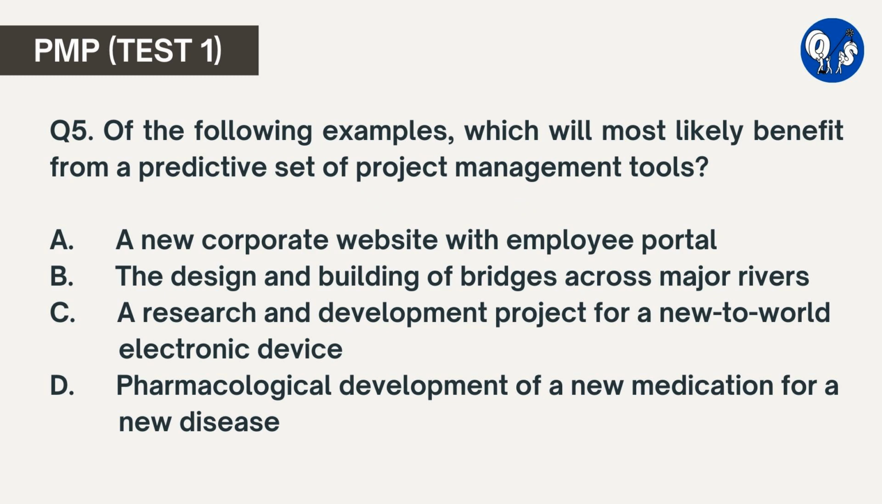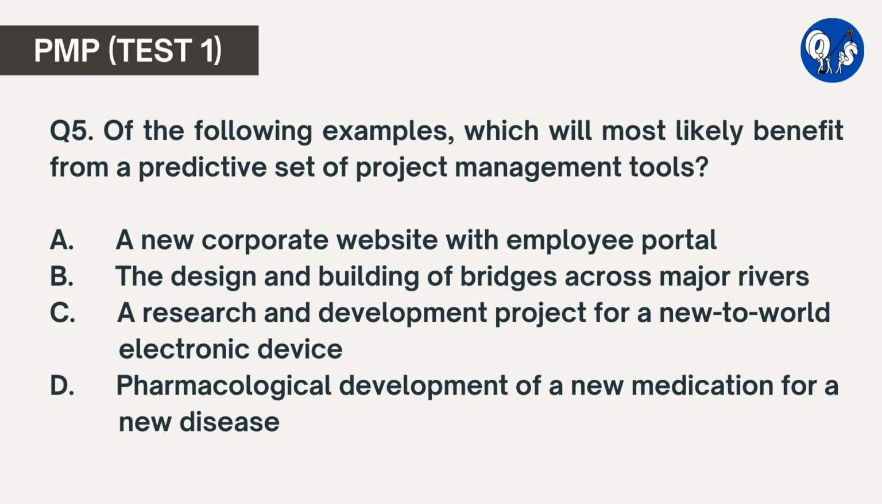Of the following examples, which will most likely benefit from a predictive set of project management tools? A. A new corporate website with employee portal. B. The design and building of bridges across major rivers. C. A research and development project for a new to world electronic device. D. Pharmacological development of a new medication for a new disease. The correct answer is B. The design and building of bridges across major rivers.